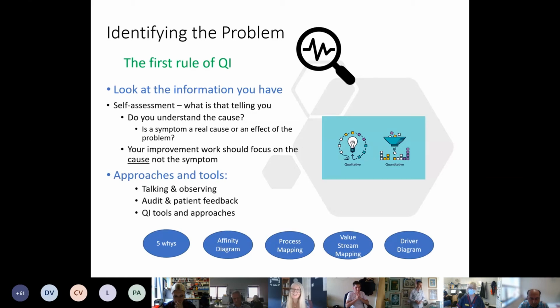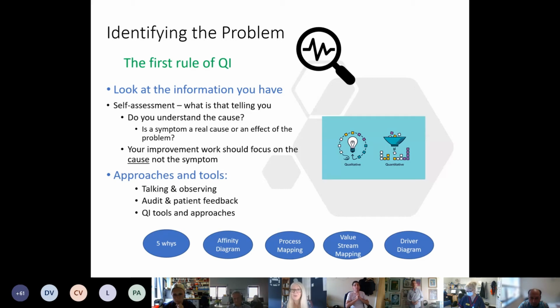So as Nick has alluded to, the first rule of quality improvement is identifying the problem. So try not to jump to your solutions, but to really think about, what do I know? So look at the information that you have. We provided you with a self-assessment, which is part of the Royal College of Physicians guidance that obviously this collaborative is based on. The self-assessment template within that is a starting point for you to have a look at areas that you think may need improvement.